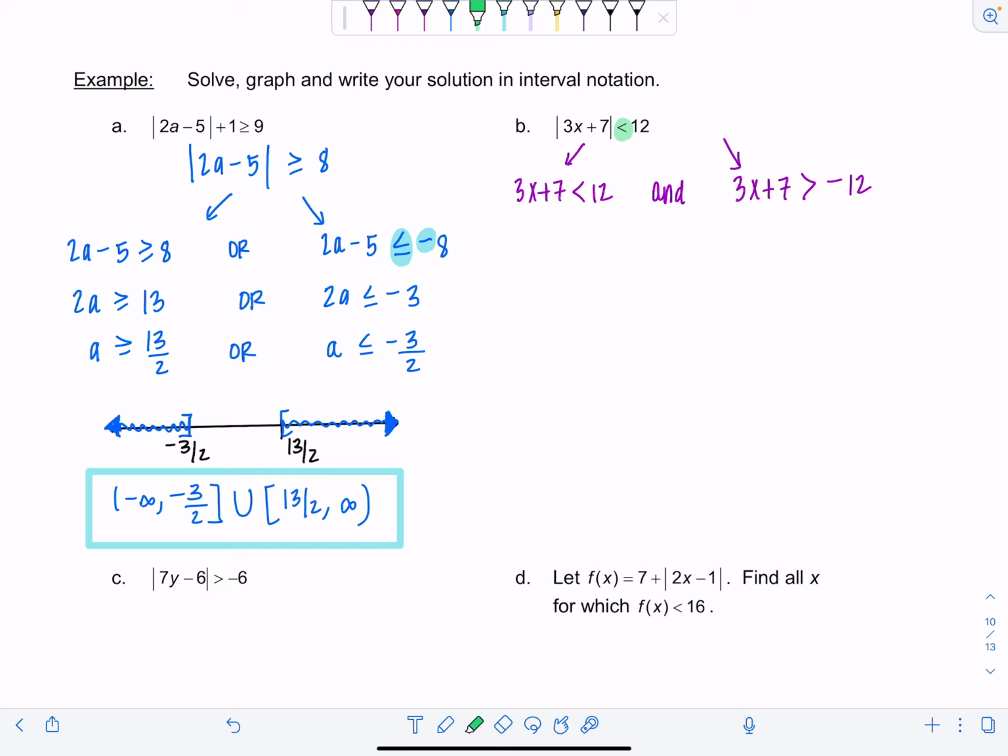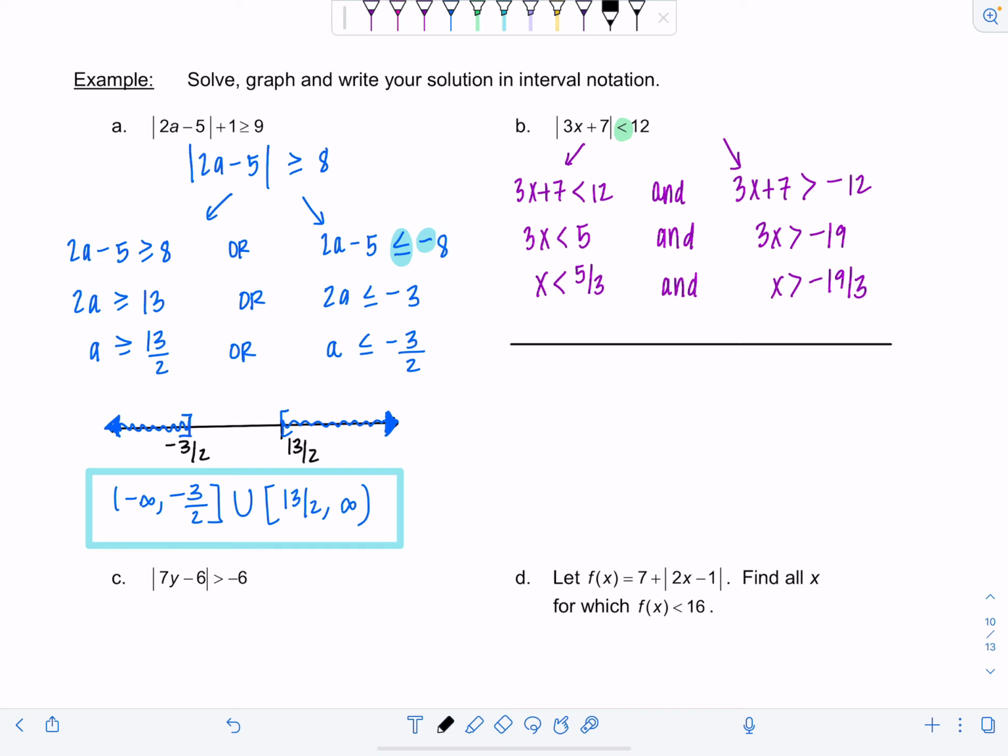Okay, let's solve each of these now. So subtracting 7, I'm going to have 3x is less than 5. So x is less than 5/3. And 3x is greater than negative 19. So, and x is greater than negative 19 over 3. Now let's graph this. Don't worry about these fractions, right? All I care about is, hey, negative 19 over 3, that one's negative, so it's going to be on the left, and 5/3 is over here, right? Don't sweat it.